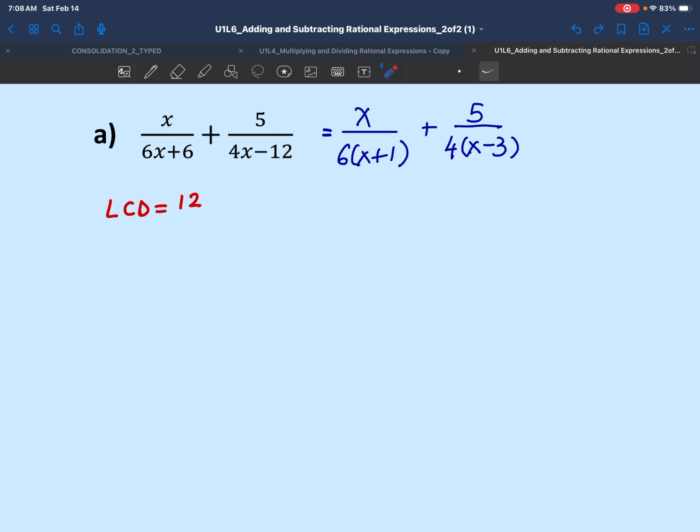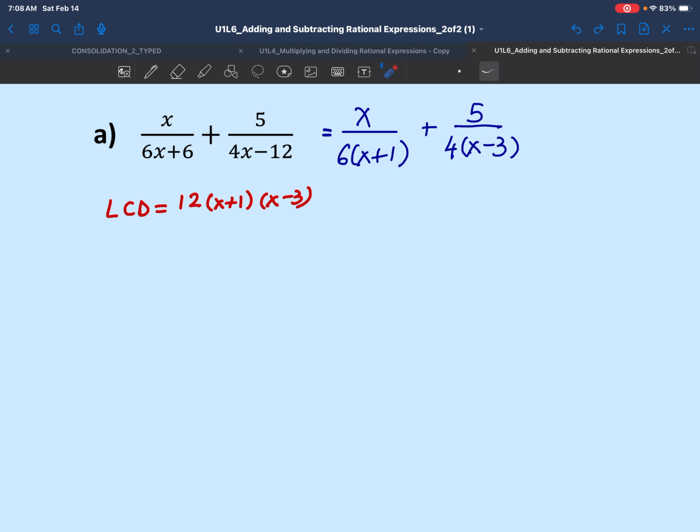Now, for the rest of the lowest common denominator, we focus on the binomial factors and check to see if they're the same or different. So in this case, they're obviously different. And we are going to list both of them as part of the lowest common denominator. So we'll write x plus 1, x minus 3.